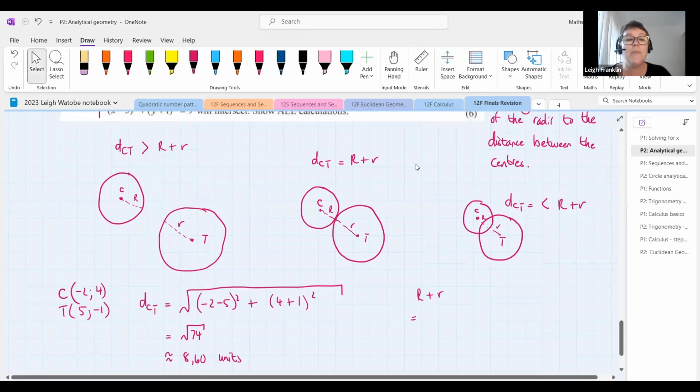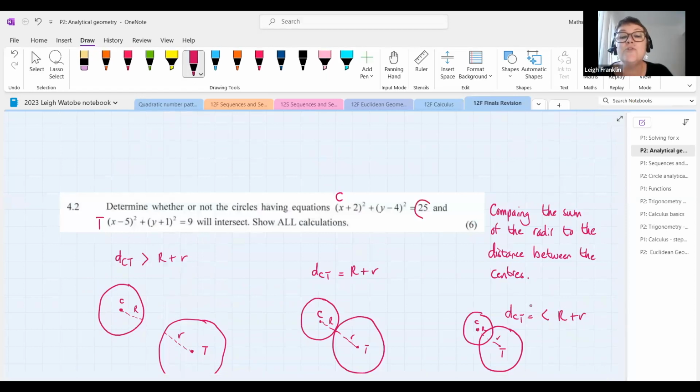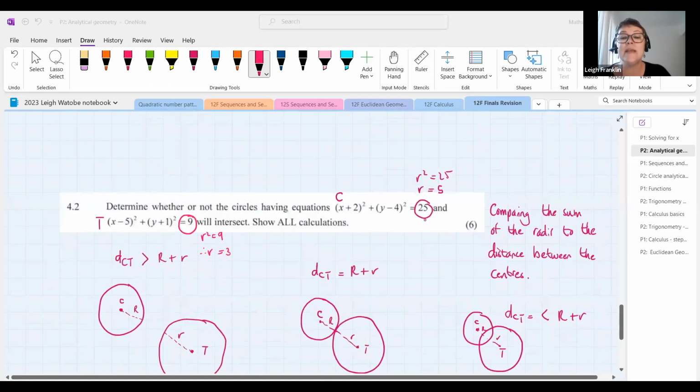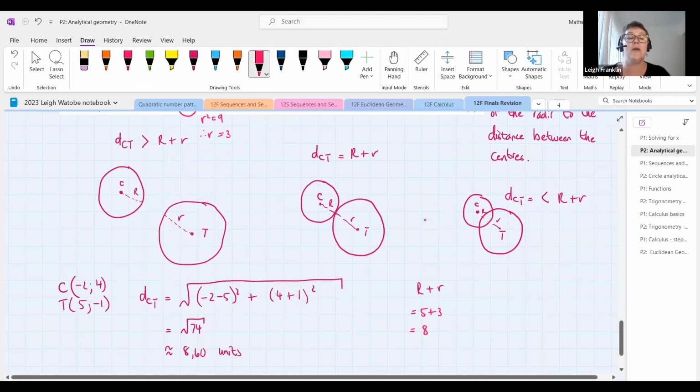Okay, so if I go back up and I look at my equations, I can see that this circle over here, r squared is equal to 25. So that means that the radius is 5. In the other circle, I can see that r squared is equal to 9. So that means that its radius is equal to 3. That's it. Well done. So the one radius is 5. The other radius is 3. And that gives me a sum of the radii of 8.